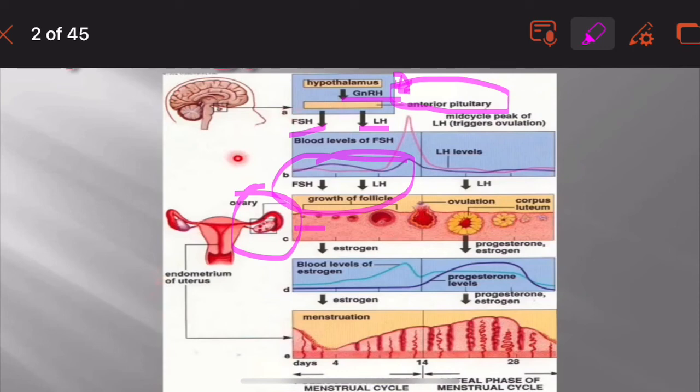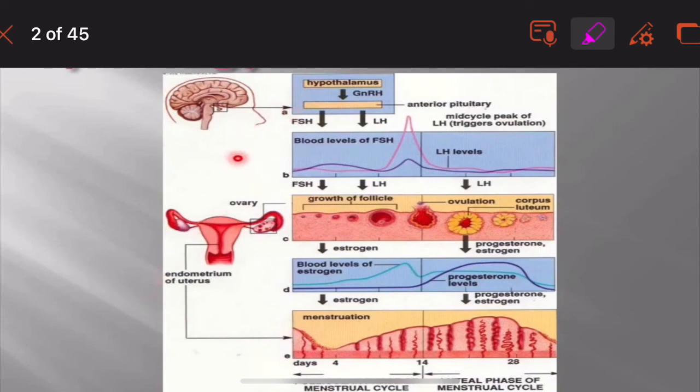Acting on the ovary, they cause the maturation of the primary follicle into a mature Graafian follicle. Then this mature Graafian follicle is going to secrete estrogen. The estrogen level is going to increase in the blood. Once there is an increase in the level of the estrogen, this results in the growth of the endometrium. You see the estrogen causing the growth of the endometrium here.